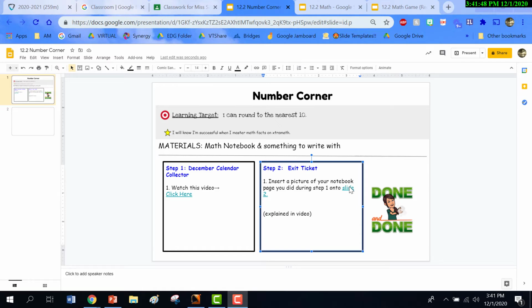Everybody, welcome to December's Number Corner. So we have a totally new observation grid and calendar collector starting today.